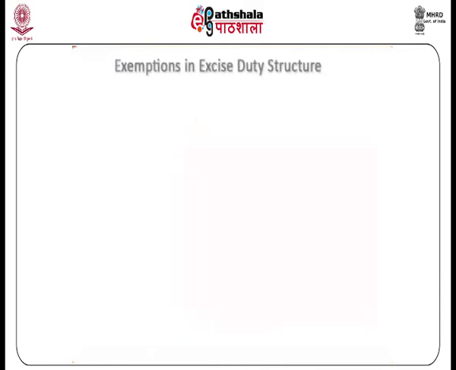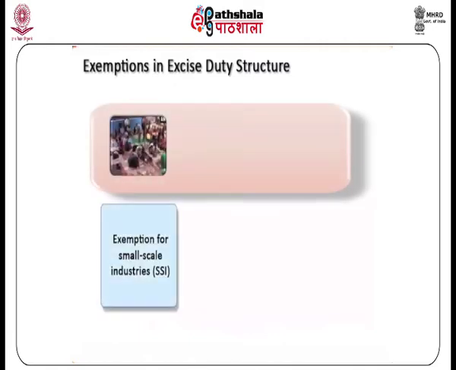The excise duty structure is replete with exemptions of different kinds. They are: 1. Exemption for small-scale industries. The exemption is applicable for the manufacture of goods on clearances up to Rs 1.5 crore in a financial year. 2.